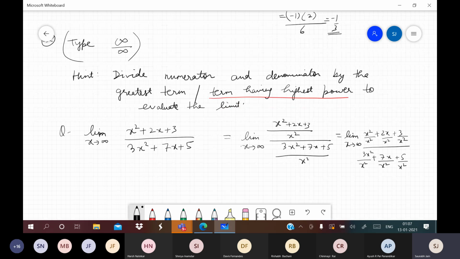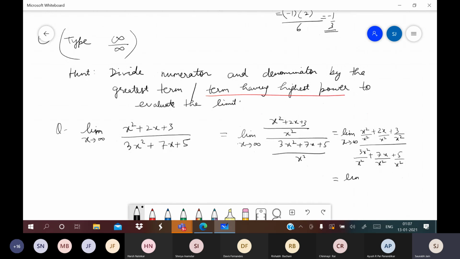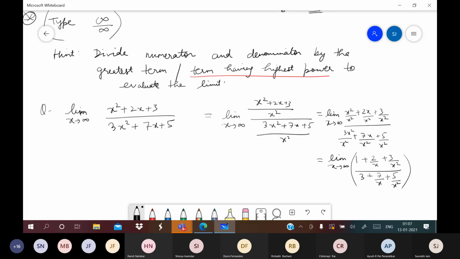Now just do further simplification, and then in the next step you'll get the answer. x square by x square is 1. 2x by x square is 2 by x, plus 3 by x square. Similarly, here it is 3 plus 7 by x plus 5 by x square. Now the question is, what is the purpose? Why do we say that we have to divide this numerator and denominator by the greatest term? As a result, what will happen? This term having infinity will come in the denominator. Now I can directly write the answer, 1 by 3.